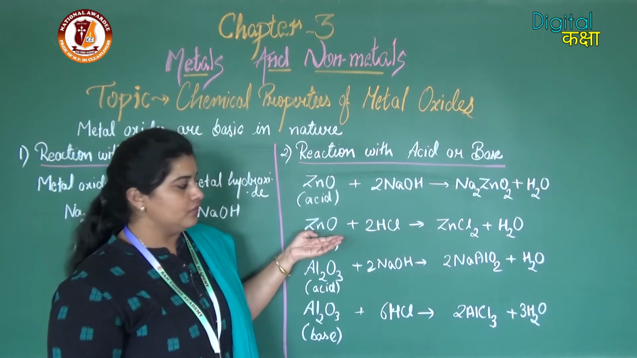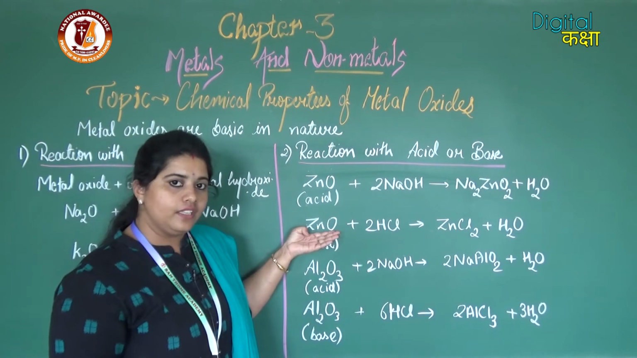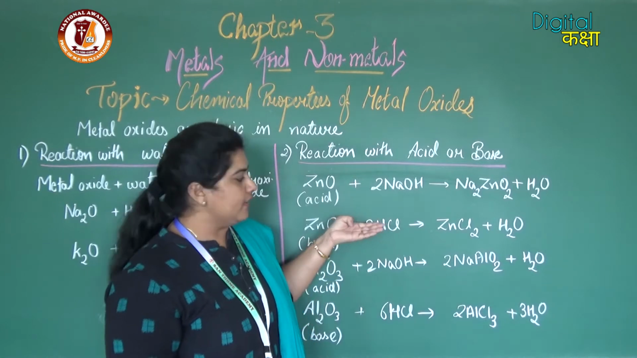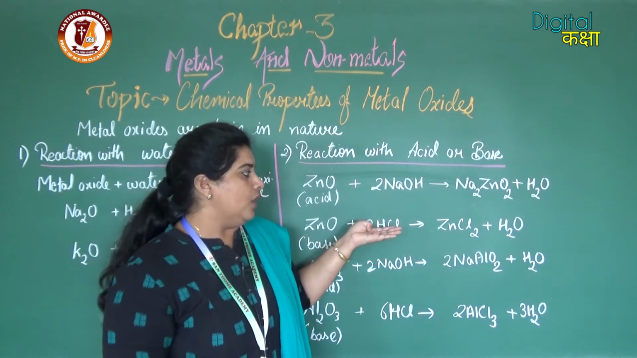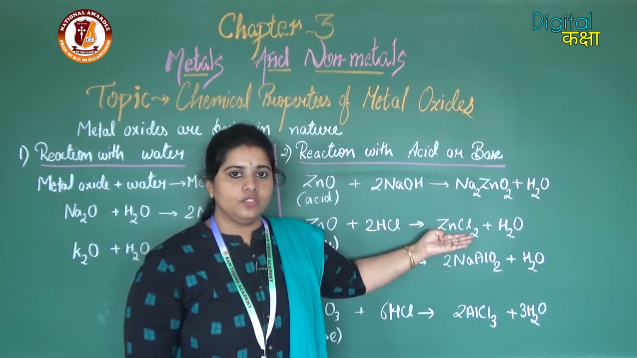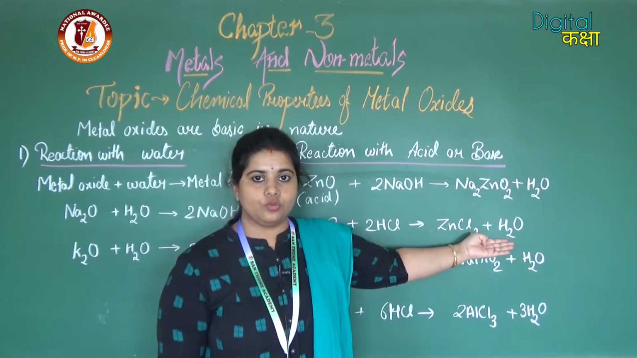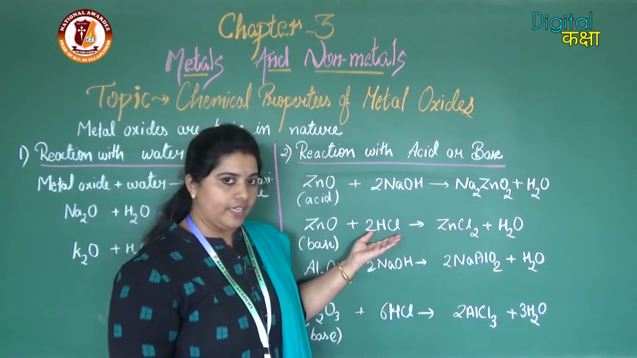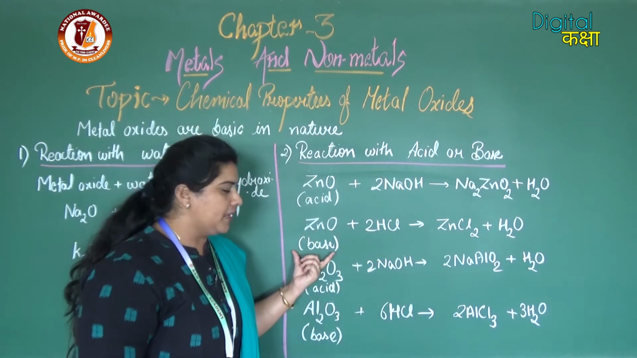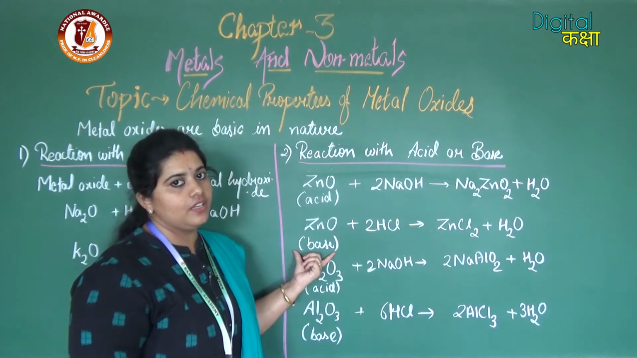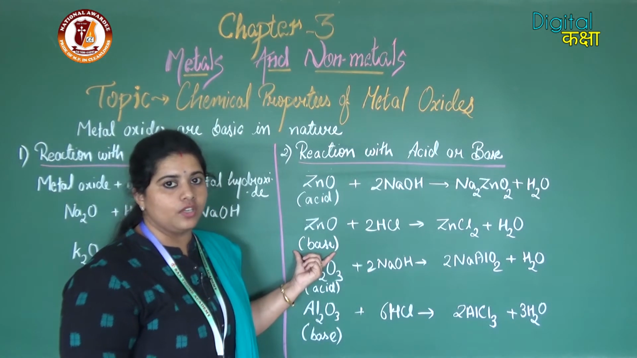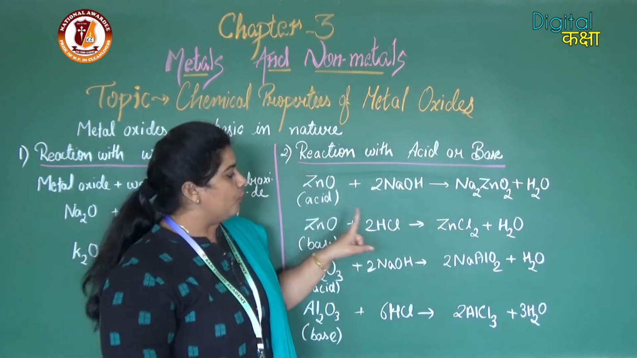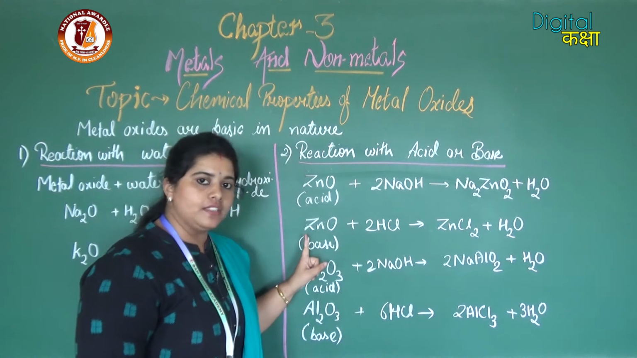Now the next reaction: ZnO, zinc oxide, reacting with HCl, an acid. So we are reacting zinc oxide with an acid. It forms ZnCl2, that is salt, and water, H2O. So again it is forming salt and water by reacting with acid. So it is acting as a base over here because in neutralization acid and base combine to form salt and water. So with base it is behaving as acid, with acid it is behaving as base.